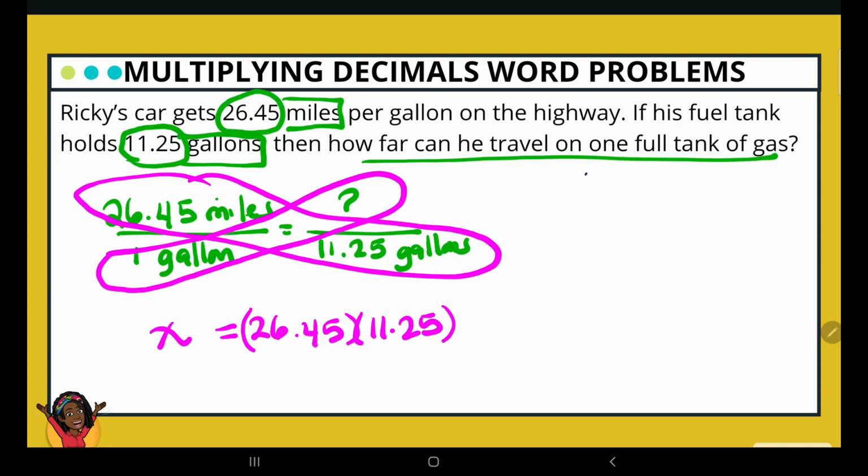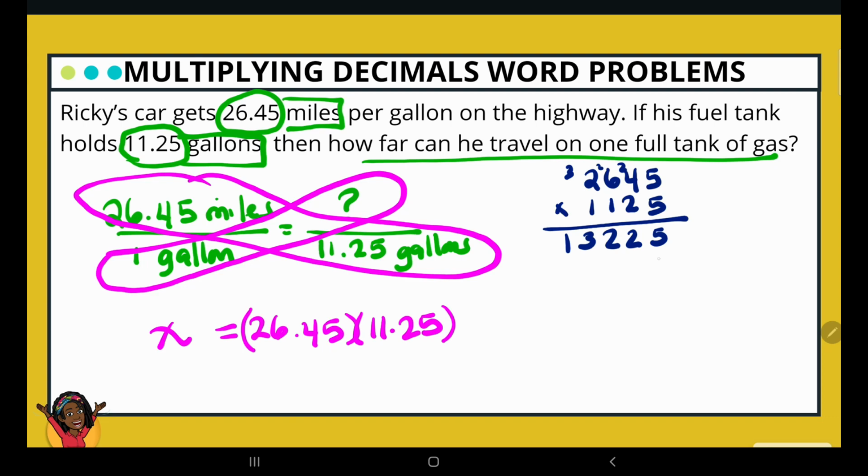All right, so I have 2,645, and then I have 1,125. So here we have two pretty large numbers. So let's go ahead and take our time working through them. 5 times 5 is 25. 5 times 4 is 20 plus 2 is 22. 5 times 6 is 30 plus 2 is 32. 5 times 2 is 10 plus 3 is 13.